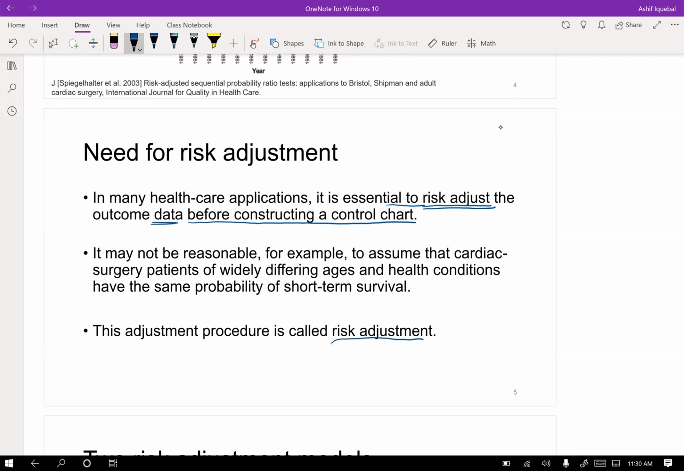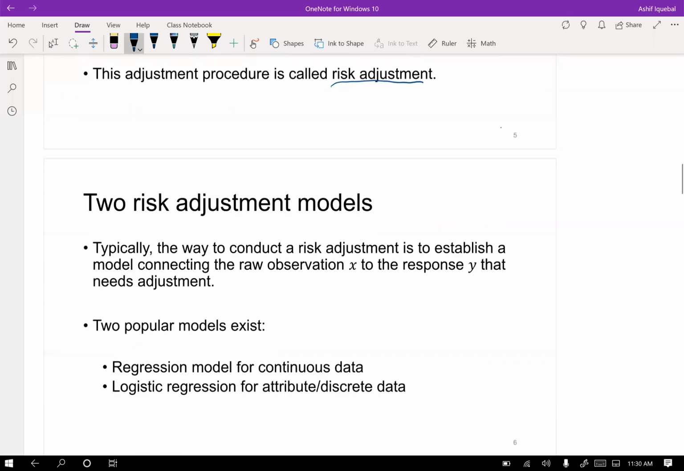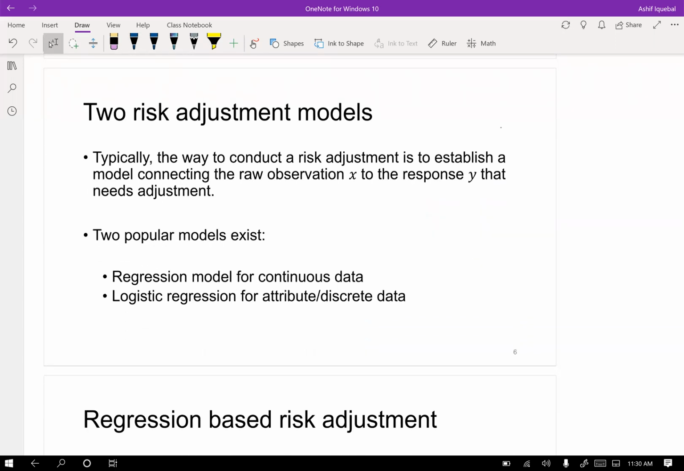Now, how do we do risk adjustment? That's what we will talk about now. The way this is typically done is we want to establish a model connecting the raw observations X to the response Y that needs adjustment. Now let's understand what we are trying to say here. The response Y, let's say this is the mortality rate, the one that we just saw in the plots.